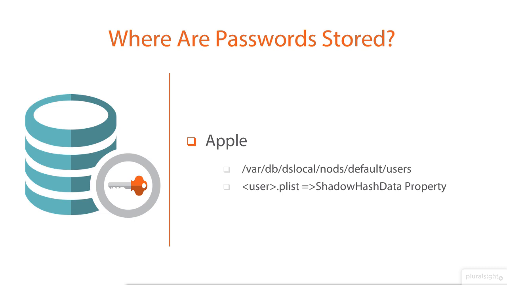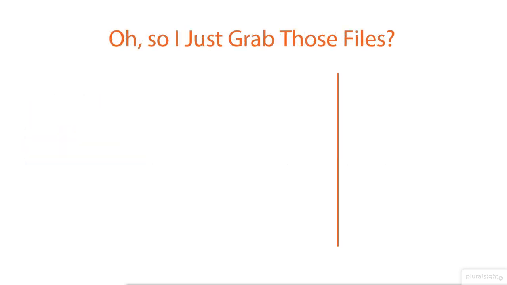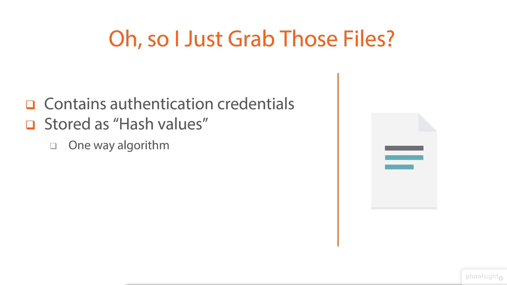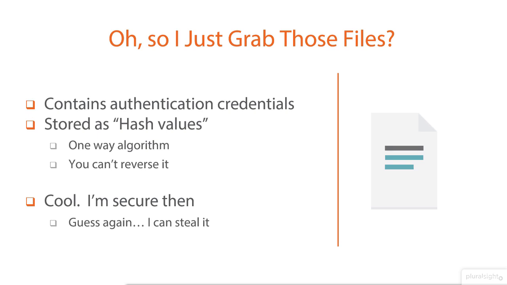Now, typically, again, like I said, you normally just can't grab these, right? You're thinking, I'll just go grab them. Well, guess what? These files do contain your authentication credentials, but they're stored as hash values. So it's not like you can just open it up. In fact, most of the files are going to be locked while the OS is running. Now, as far as it being hashed, you need to know that it's a one-way algorithm, which means I can't reverse the hash. Okay, Goodale, that's cool. Then obviously, I'm secure. No, because I can steal it, folks.